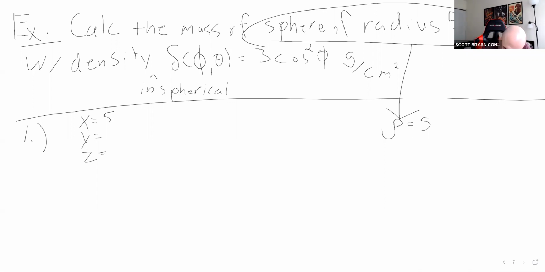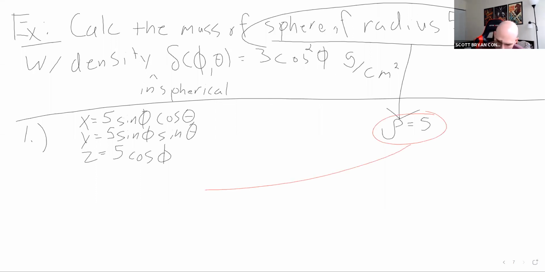So x is going to be 5 sine phi cos theta. Y is going to be 5 sine phi sine theta. Z is going to be 5 cos phi. Right, so we've replaced rho in all of these with 5. And so now we're just left with the parameterization in terms of phi and theta.